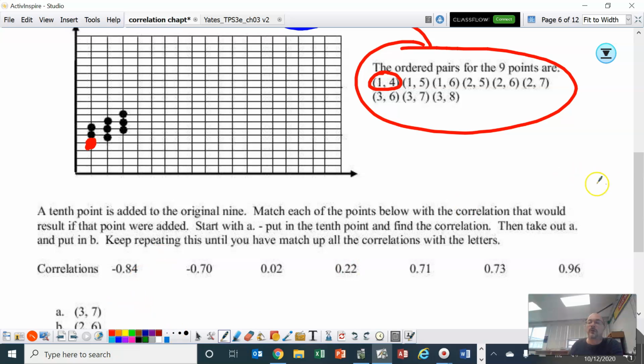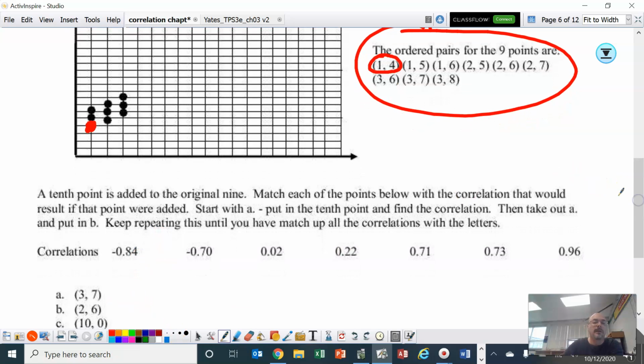So what I'm going to do is add, and I'll do this one in green, I'm going to add 3, 7 to the mix. So let me get rid of this red here that I put on the screen, and let me get my eraser and take that off. There we go. All right, so now let's put this green 3, 7 on there. So over 3, 1, 2, 3, up 7, 1, 2, 3, 4, 5, 6. So that would actually go on top of that dot.